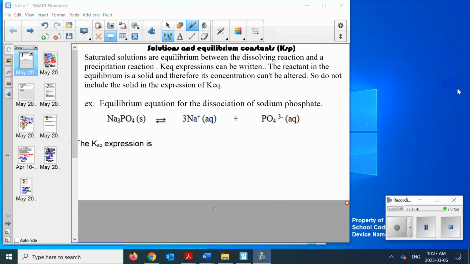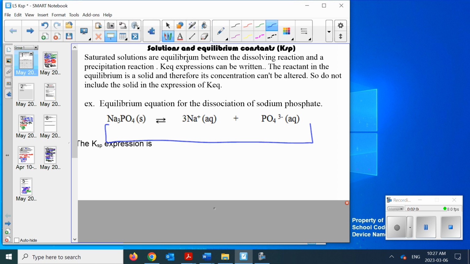We'll go right back to what we did before. Let's call it the Ksp expression. I suggest you leave a line of space underneath that, because we're going to do a little something on it. So leave a line, and then write down what we already know how to do, the Ksp expression. The solid's not included, but the sodium ions and the phosphate ions, with square brackets for concentration.